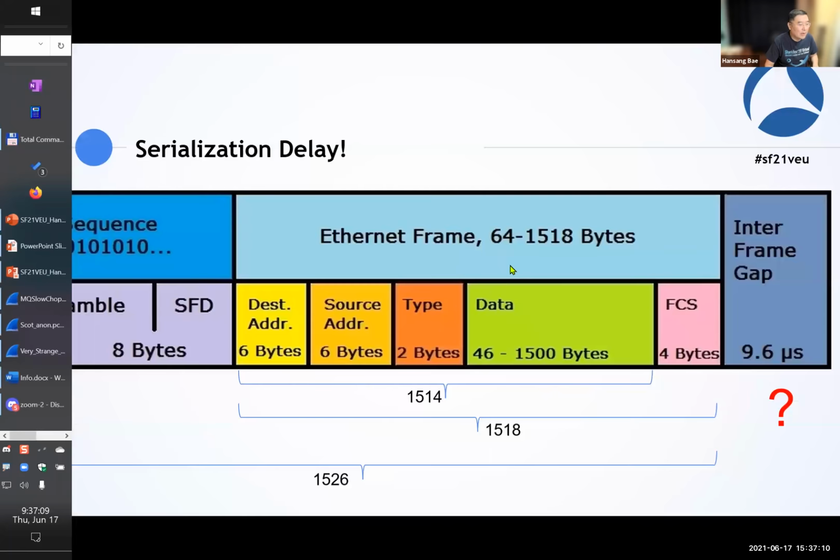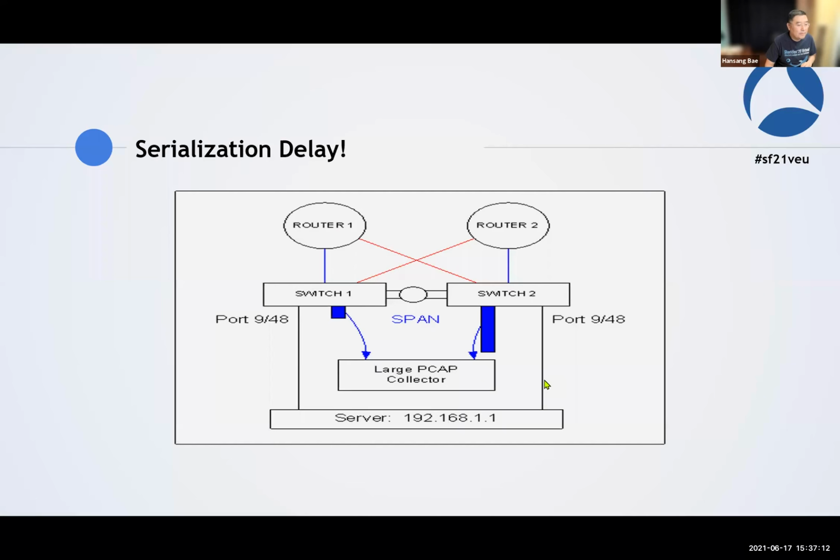Let's go back to our presentation here. A couple more things. You have to be careful, okay? When you're capturing from the network, you have to understand that serialization applies to your sniffer too, because your sniffer requires a network to serialize, or stuff, those packets into an outbound port and on to your PCAP collector here. So this is a large sniffer.